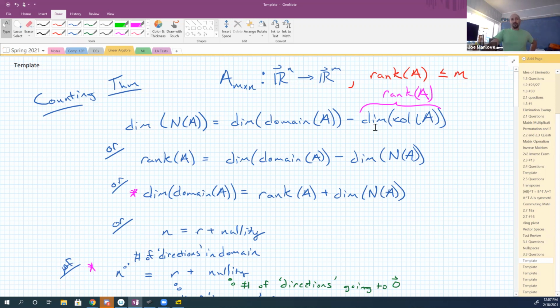Any questions on this whole thing? The thing I really want you to take is this. The dimension of the domain is the rank plus the nullity. That's what I want you to have. And then it's also good to know that the rank can't exceed the dimension of the space you're mapping into. That should get you most of these dimensionality questions. Cool.